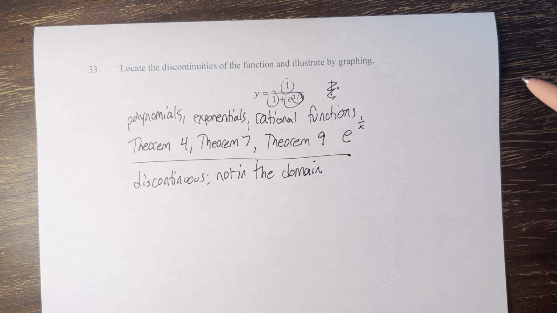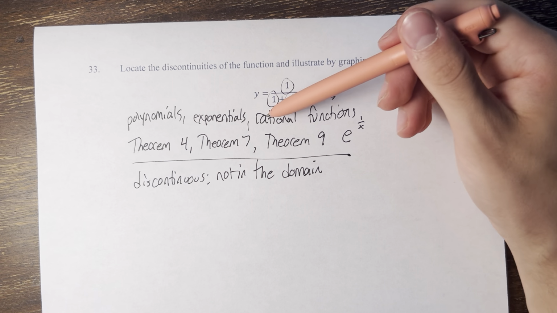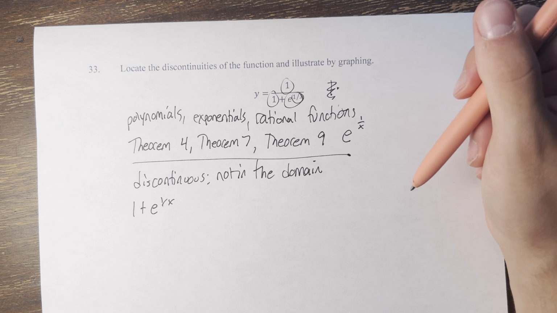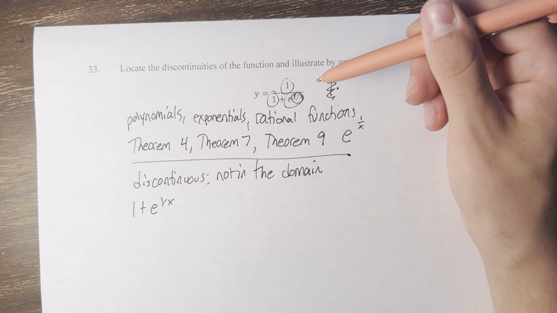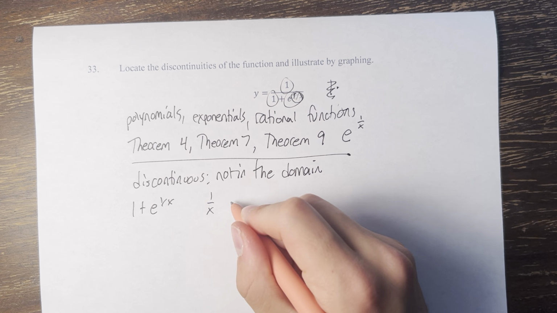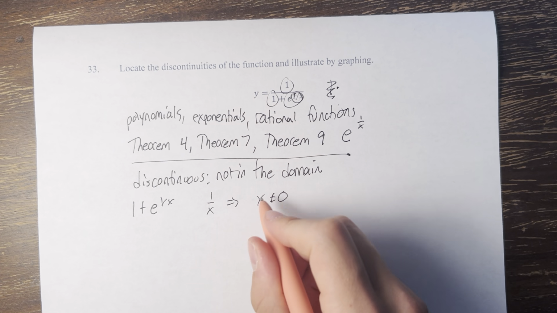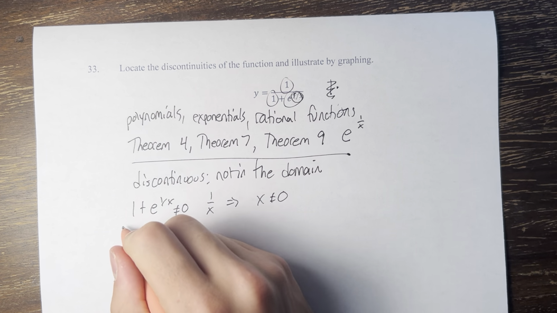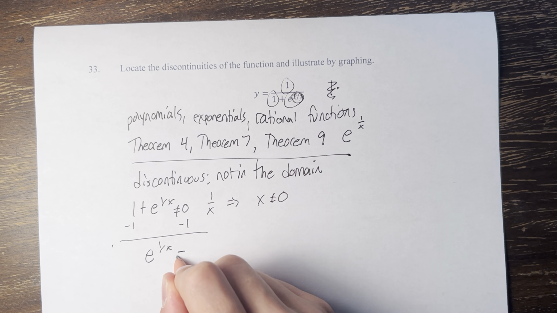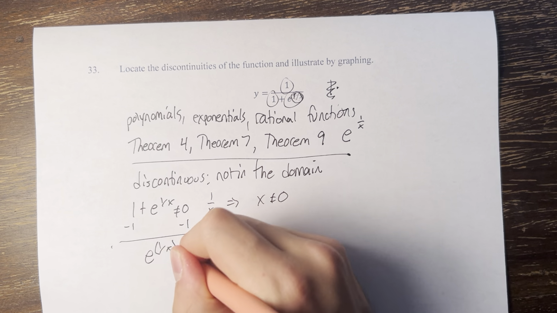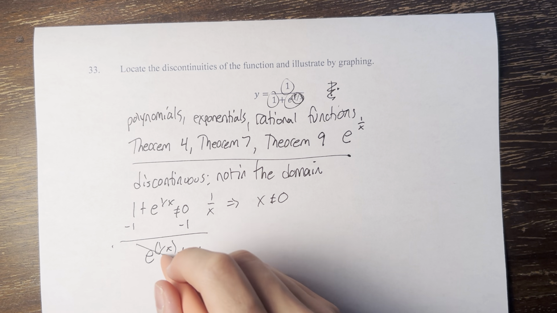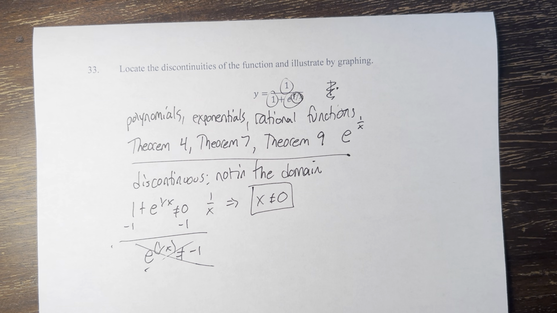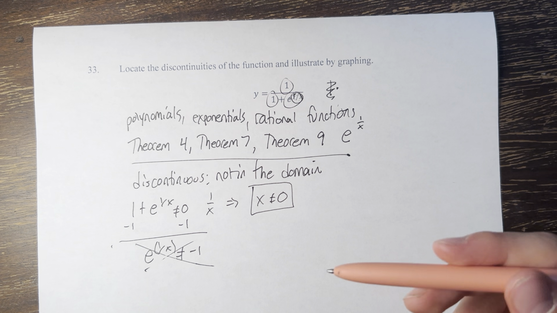So where do we have domain restrictions? Well, numerator, nothing. Denominator can't equal 0. And exponential, no issue. Rational function in the exponent, 1 over x cannot equal 0. So that's easy enough, but 1 plus e to the 1 over x also can't equal 0. Subtract 1, e to the 1 over x cannot equal -1, and e to anything is always going to be positive, therefore there is no domain restriction here. The only domain restriction is that x cannot equal 0, and therefore that is the discontinuity.